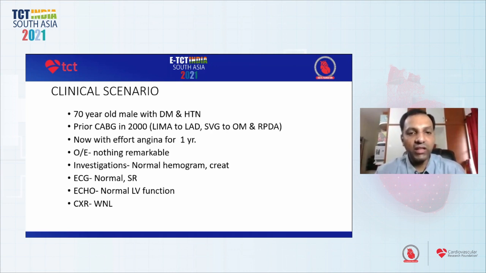He now presented with effort angina for 1 year duration. On examination, nothing remarkable. Investigations showed a normal hemogram and creatinine. ECG was normal sinus rhythm. Echo showed normal LV function. Chest X-ray is within normal limits.